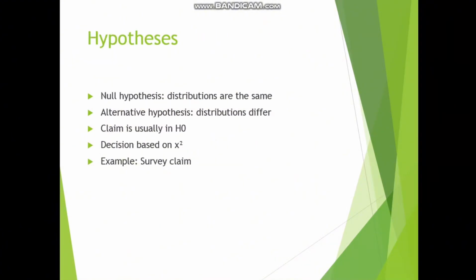In this test, we always start with a hypothesis. The null hypothesis says the distribution is correct and nothing changed. The alternative hypothesis says that the distribution is different. Usually, the claim we want to check is written in the null hypothesis.